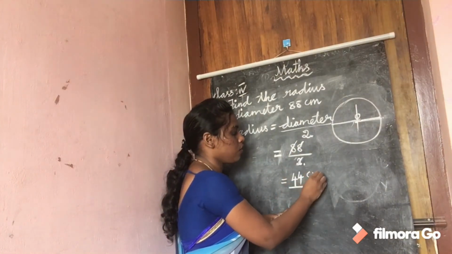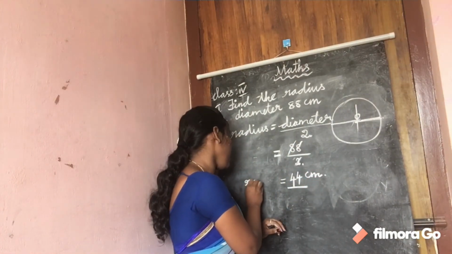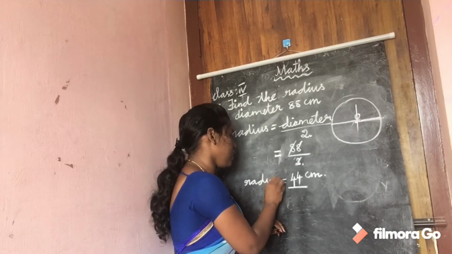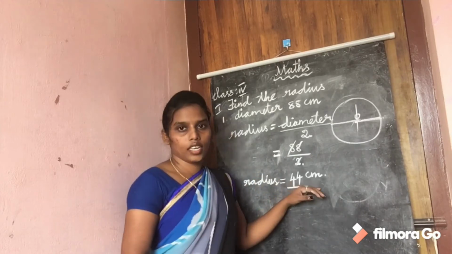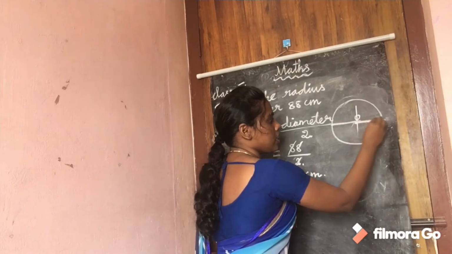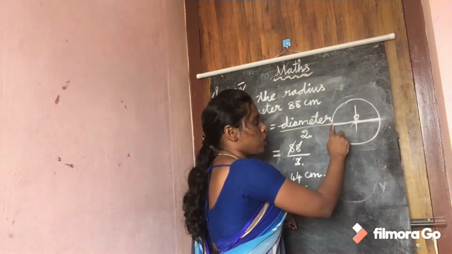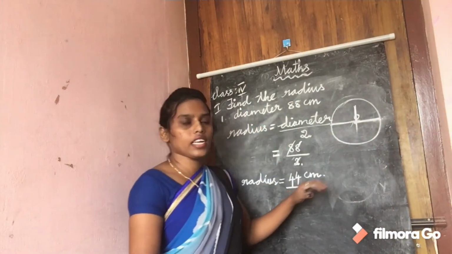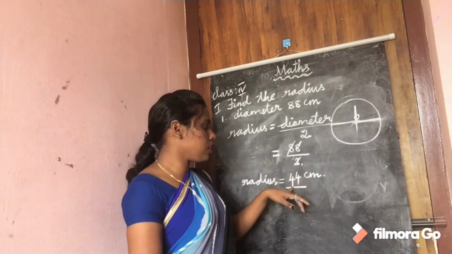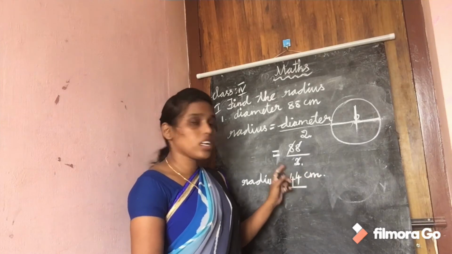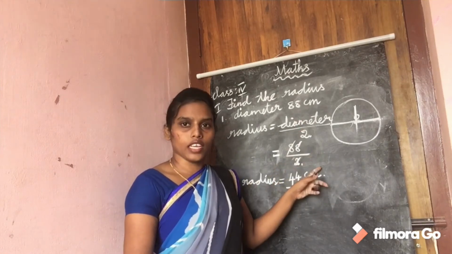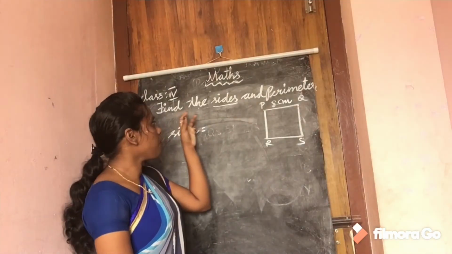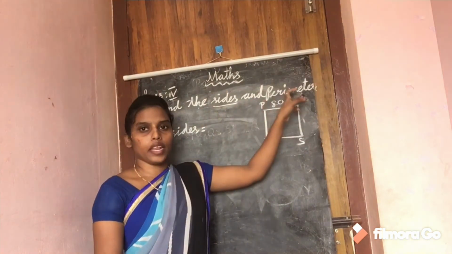So 44 centimeter. So what is the radius? The radius is 44 centimeter. See, this full line is called diameter. So diameter is 88 centimeter, means half of the 88 centimeter is 44 centimeter. Children, did you understand this? Yes, very good. We are going to see how to find the sides and perimeter.